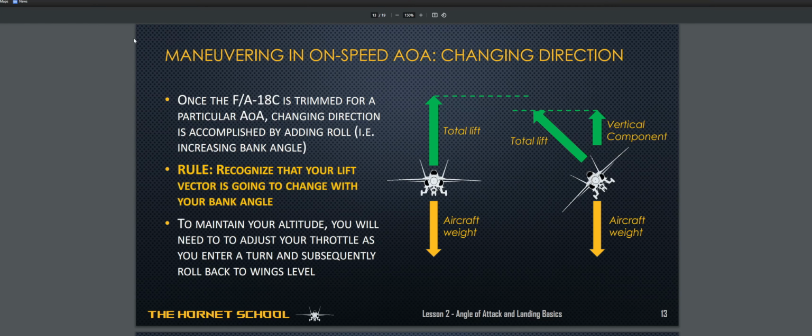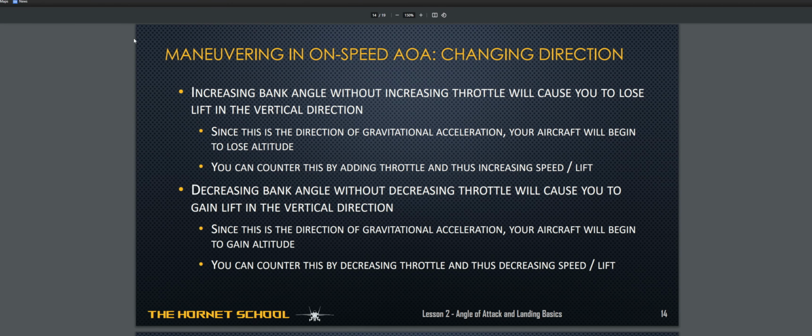Maneuvering in on-speed AoA, changing directions. Once the FA-18C is trimmed for a particular AoA, changing direction is accomplished by adding roll, i.e. increasing bank angle. The rule: recognize that your lift vector is going to change with your bank angle. To maintain your altitude, you will need to adjust your throttle as you enter a turn and subsequently roll back to wings level.